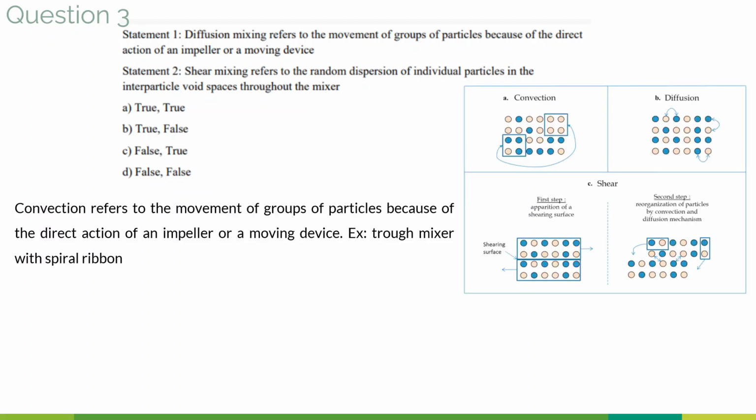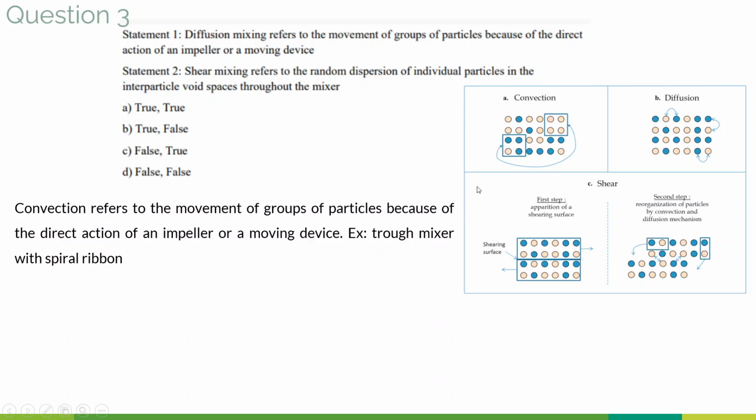The first kind of mixing is convection mixing. It is also known as macro mixing, where you have a movement of a group of particles. As you can see here, a group of particles will be transferred from one position in the container to another position. That is, the group of particles will be mixed because of the direct action of the impeller or a moving device. One of the impellers that is used is the trough mixer with a spiral ribbon. So this is used to establish convection mixing.